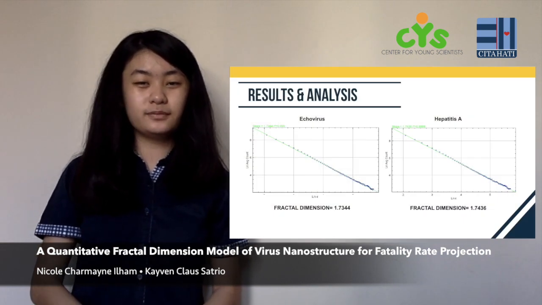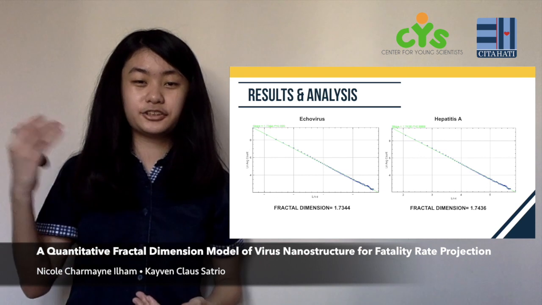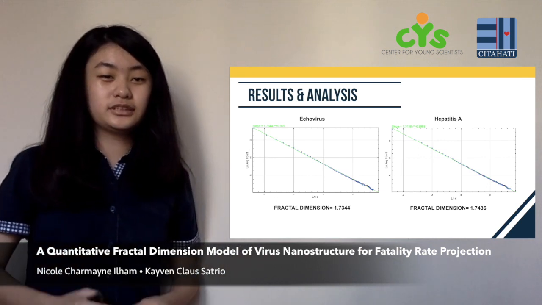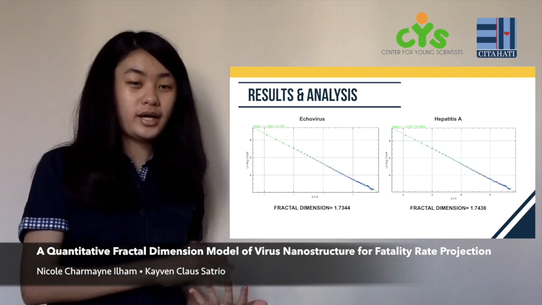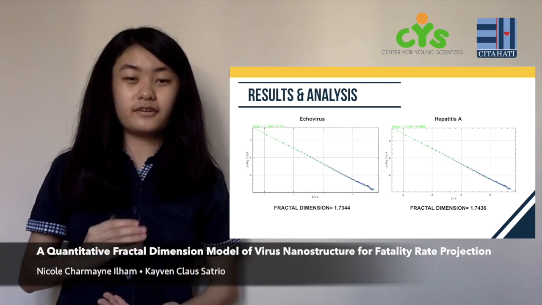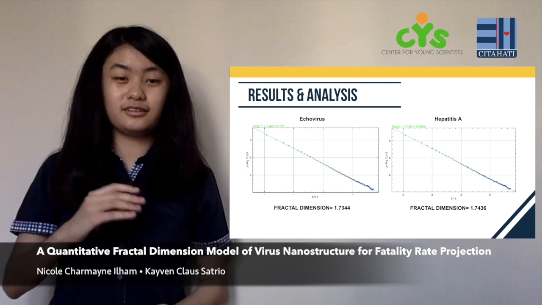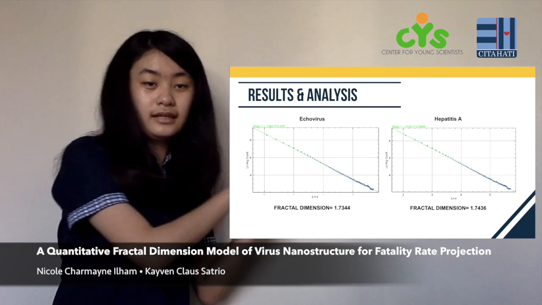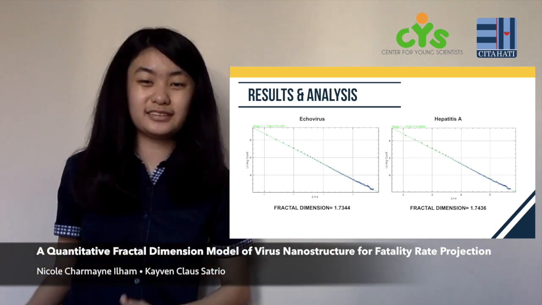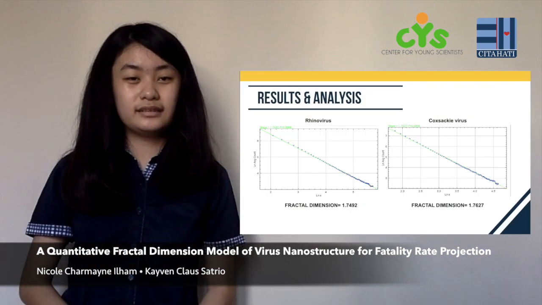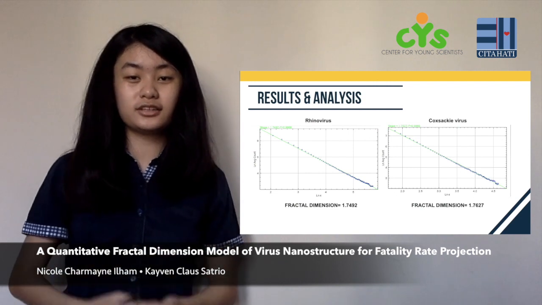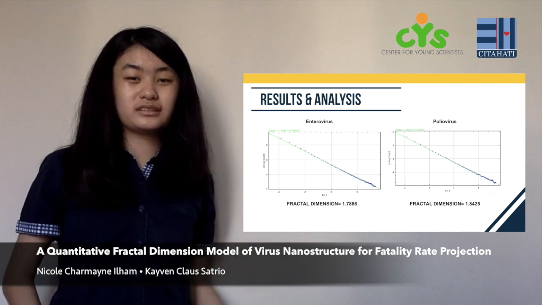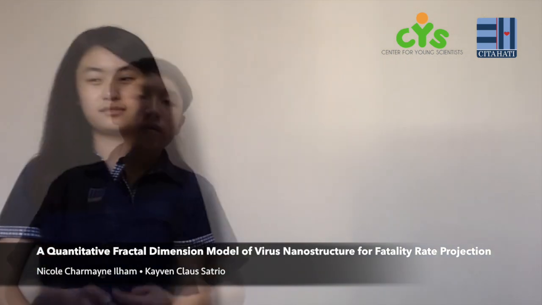And these are the slopes of the linear regression that shows the fractal dimension of the viruses. So log N, which is the pixel count, is plotted on the y-axis, while log 1/r, which is the pixel size, is plotted along the x-axis. These two graphs show the slopes for the echovirus and the hepatitis A virus. These two show the rhinovirus and the Coxsackie viruses, and this one shows the enterovirus and the poliovirus.